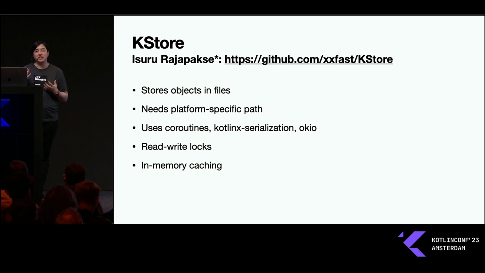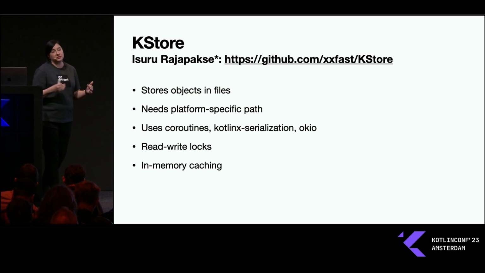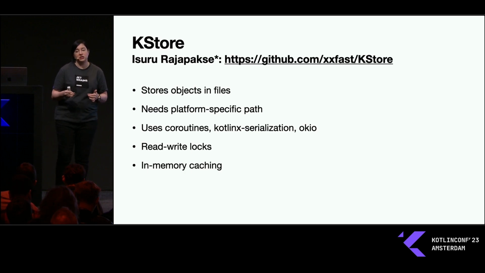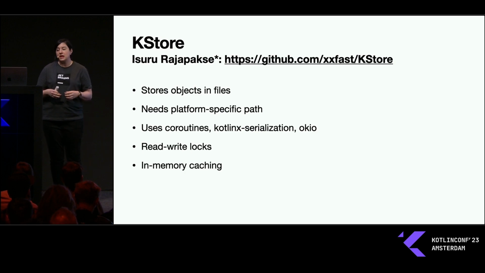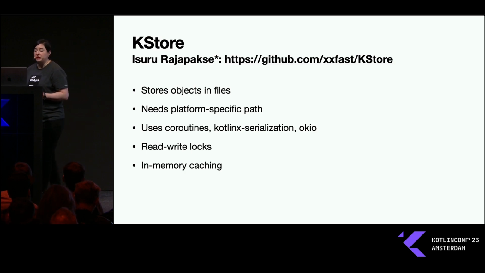Okay, back to Ktor. You need to give Ktor a platform-specific file path that you somehow have to calculate, but the documentation is so complete that it actually helps you do that. Under the hood, Ktor uses coroutines and Kotlin serialization, because you're annotating your classes or objects with annotations, and it also uses OKIO for the actual file reading and writing. It also provides read-write locks and in-memory caching.